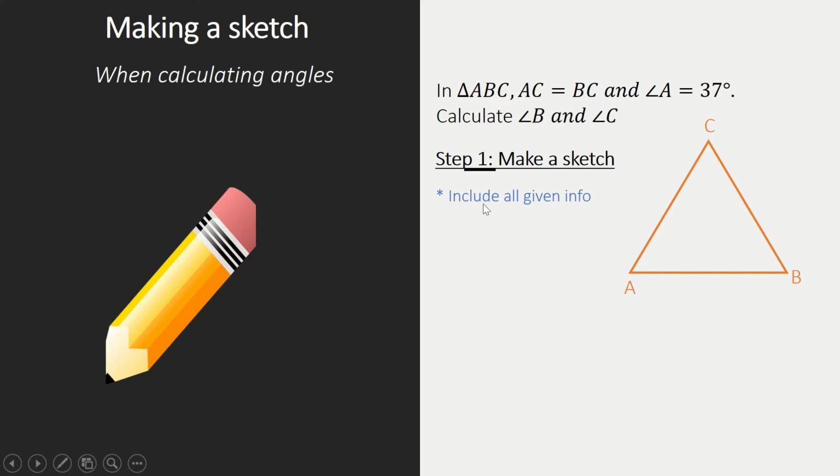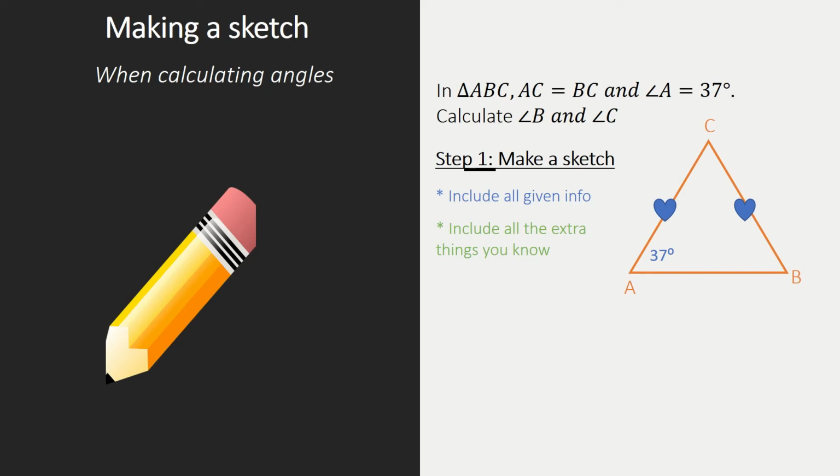So please include all the given info. You can use symbols to tell yourself that edges are equal or not. You can use stars, little hearts, circles, stripes, whatever you like. I chose to do some little hearts. You also know that angle A is equal to 37 degrees, and that's why you need to put it over there. So, when we have a look at our sketch, we already know some extra things.